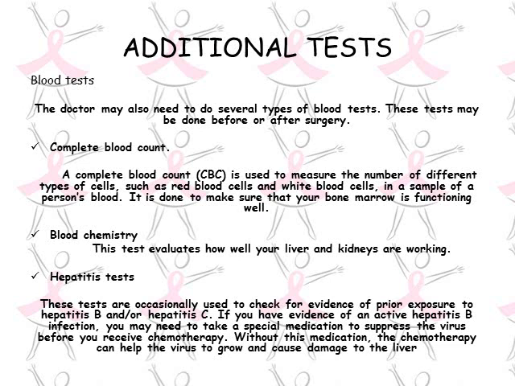Second, the complete blood count, which is used to measure the number of different types of cells, such as red blood cells and white blood cells, in a sample of a person's blood. It is done to make sure that your bone marrow is functioning well. Blood chemistry. This test evaluates how well your liver and kidneys are working. Hepatitis tests. These tests are occasionally used to check for evidence of prior exposure to hepatitis B or hepatitis C.